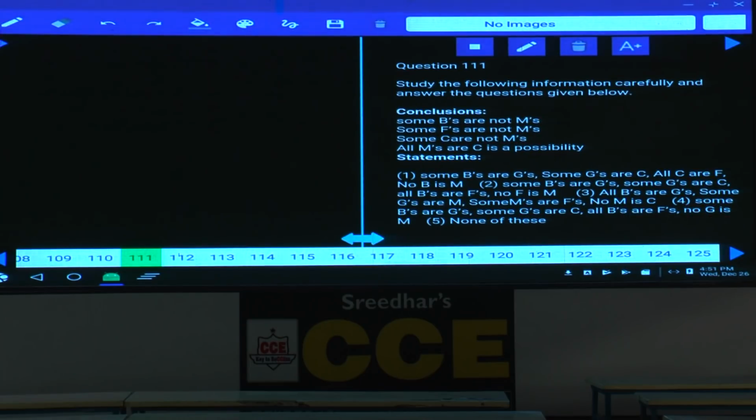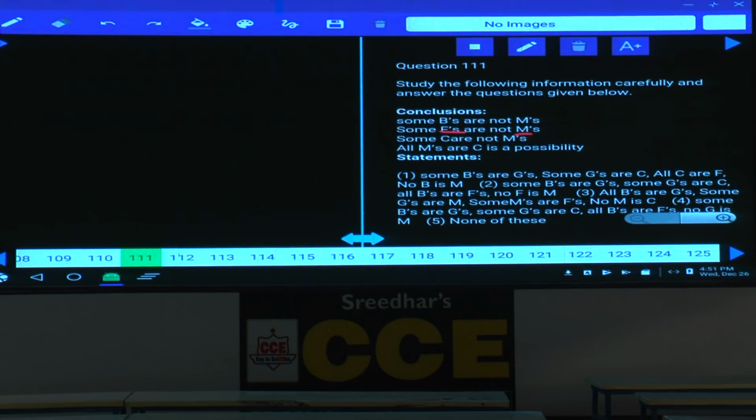Let us see once more with tick and cross. Now in this one, some B's are not M. Now M is here, G should go and B should come. Now between B and G there is a statement, and some B's are not M's, definitely true. Then coming to the next one. What is the second conclusion here? Second conclusion is in between F and M.